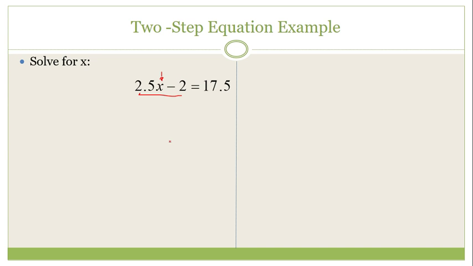So now that I want to undo that and get x by itself, we need to undo those steps in the opposite order. We need to do the opposite thing in the opposite order. So remember, the last thing we would do here is subtract 2. So that implies that the first thing I need to do to get x by itself is add 2. Then remember, the first thing we did was multiply by 2.5. So the last thing I should do when I'm solving for x here is divide by 2.5.